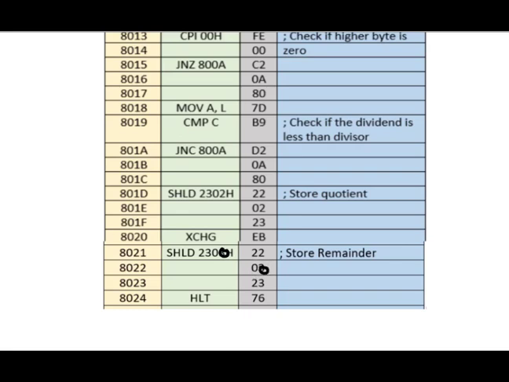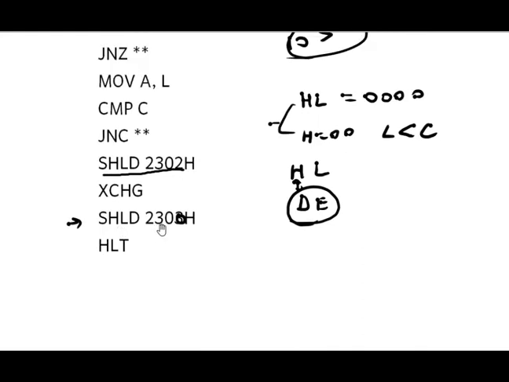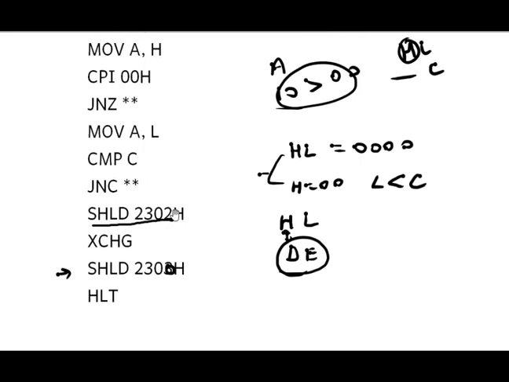So after this, what will happen? Whatever quotient we are getting will get stored at 2300. Actually, I should have done this before, but because the data was already in HL, I stored HL first and then I came back for DE. So this is how this program runs.